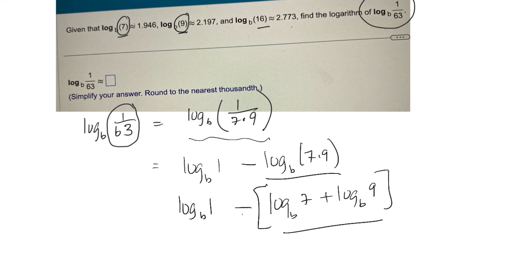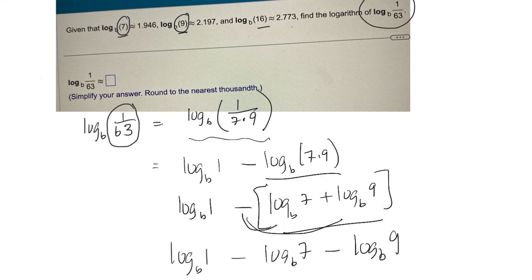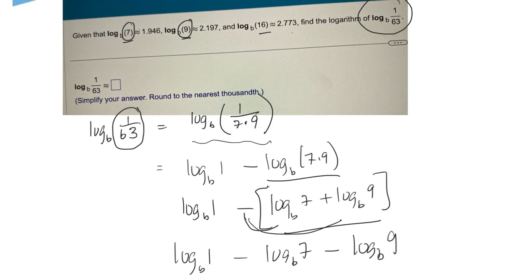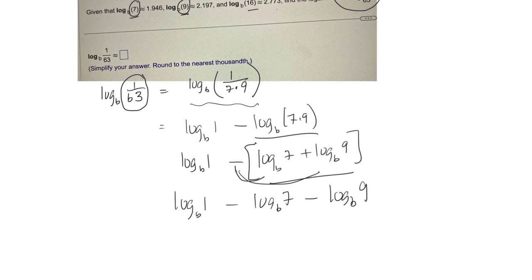Now, since there's a minus in front, then both of these become minus. So log base b of 1 minus log base b of 7 minus log base b of 9. Okay, that's because of that minus. And now we can evaluate each of those. So log base b of 1, the answer there is just 0.